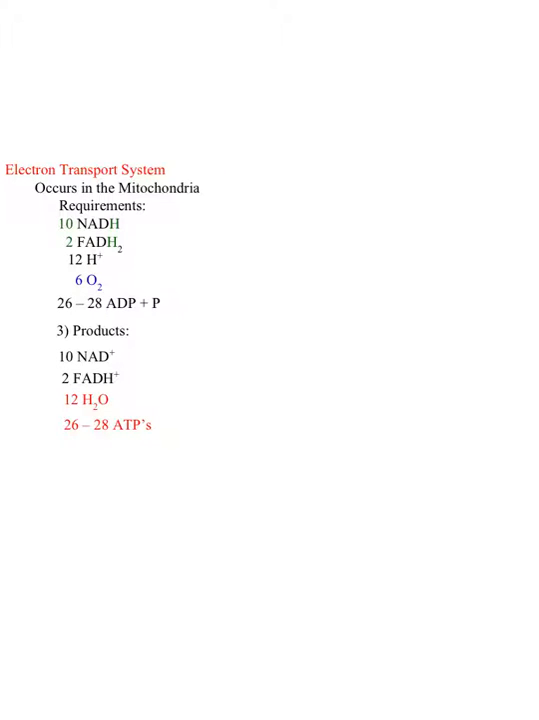Okay, our last set of reactions is where a lot of the magic happens. And it's a linear cascade series of reactions called the electron transport chain or the electron transport system, or just ETS. It also occurs in the mitochondria because things have to be shuffled through the membrane here. In order to do this, we're going to use all those reduced NADs and FADs that we gave off in the earlier sets of reactions.